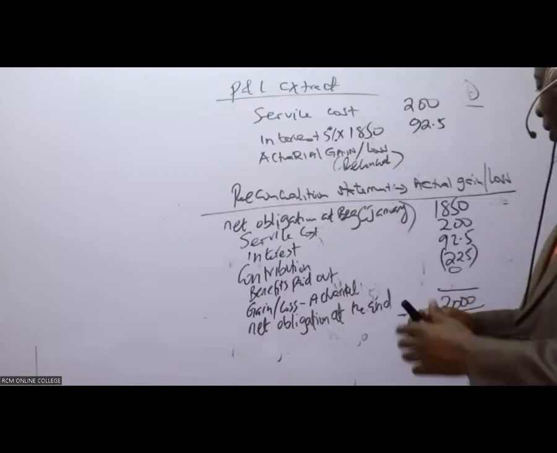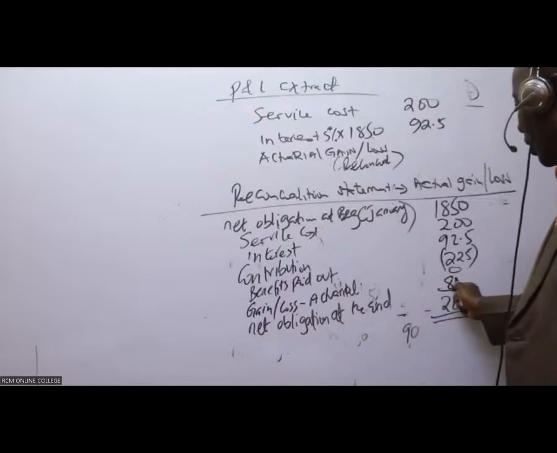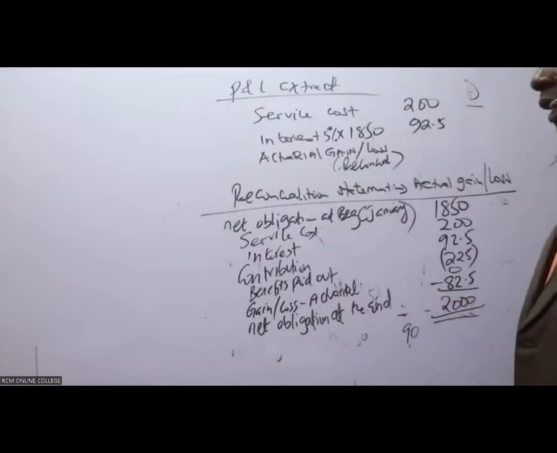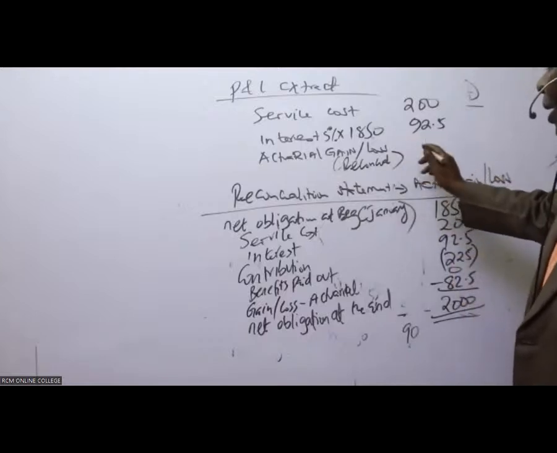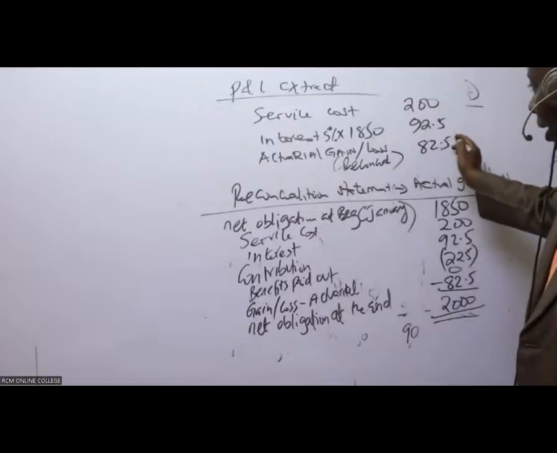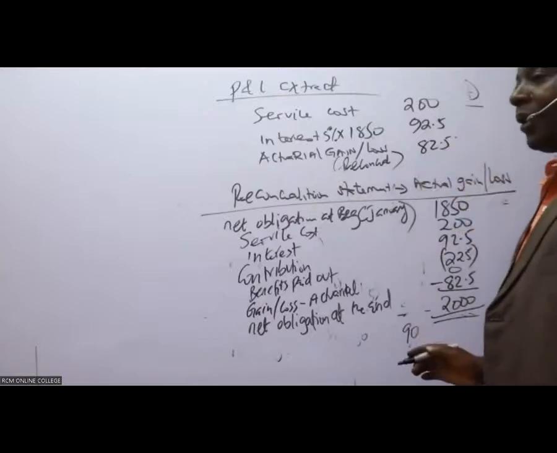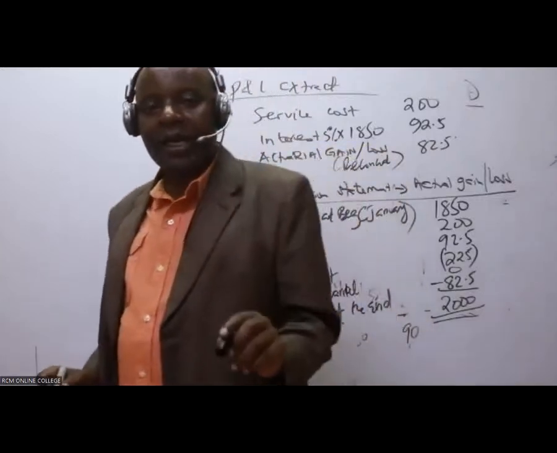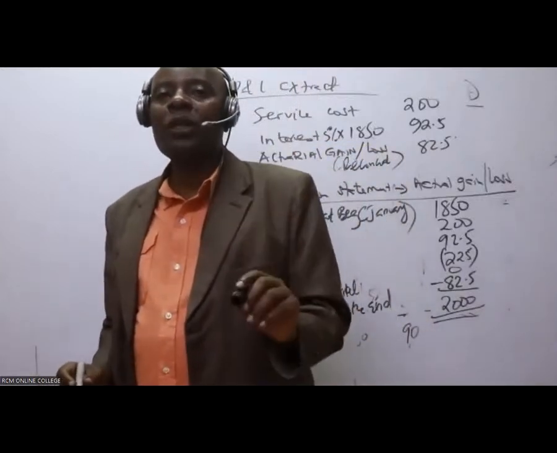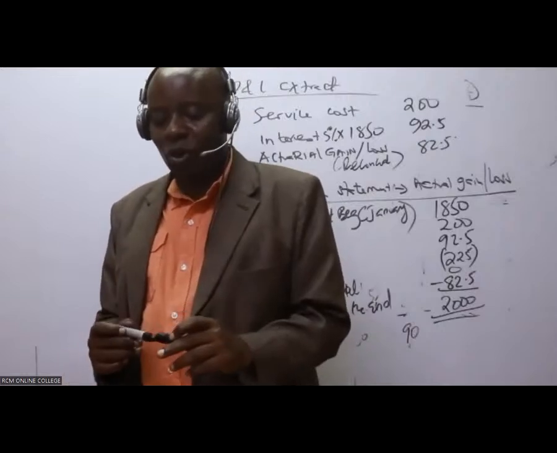82.5 negative, I'm being told. Simply take this 82.5 and put it there. Don't even write a negative. But again, in advanced AFR, you must read the question severally, not once, not twice.